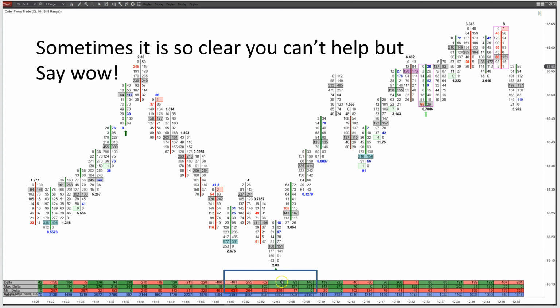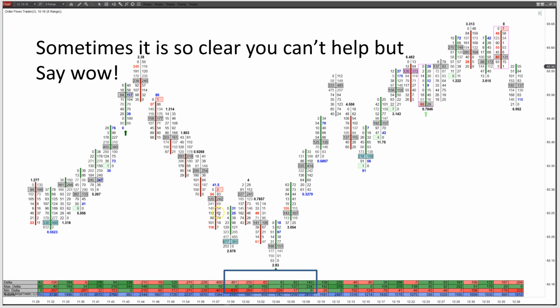What do you get? Positive 8. Okay, small number, but it's telling me there were just over zero more aggressive buyers than sellers. So it's positive 8, there are 8 more aggressive buyers than aggressive sellers. Next bar, positive 93. It tells me now you have 93 more aggressive buyers than sellers. Next bar, positive 140. So it's telling me you had 140 more aggressive buyers than sellers in that bar.